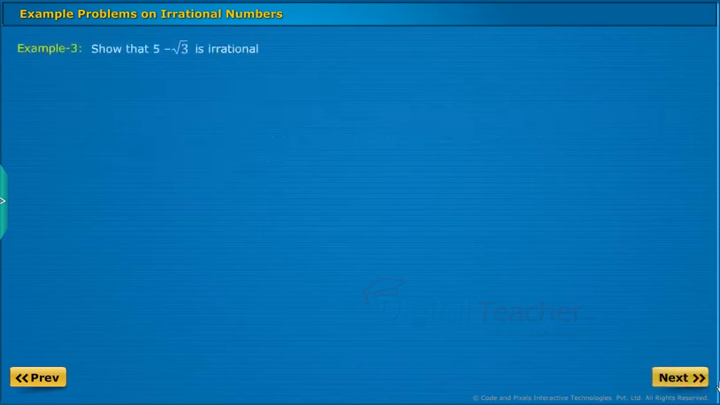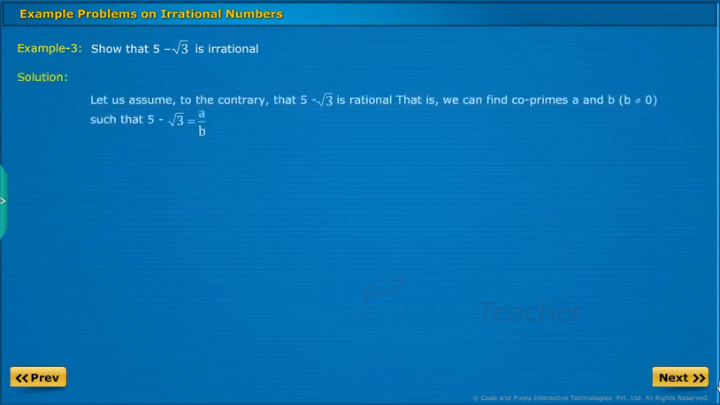Example 3. Show that 5 minus root 3 is irrational. Let us assume, to the contrary, that 5 minus root 3 is rational. That is, we can find co-primes a and b, where b is not equal to 0, such that 5 minus root 3 is equal to a by b.